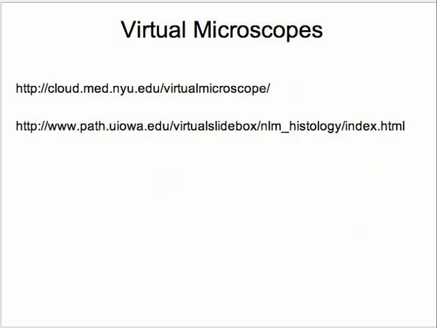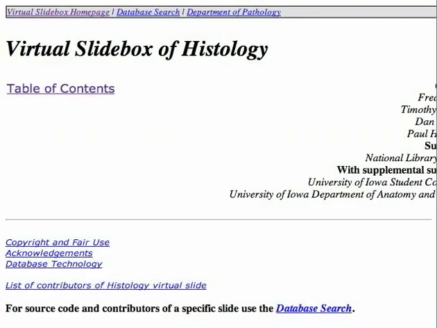Although this information is already available through the course Blackboard site from the basic course information, here are the URLs for the two microscopes which we're going to use. The top of the two is the NYU virtual microscope, and the lower of the two is the Iowa virtual microscope. Now let's actually take a look at these two microscopes here.